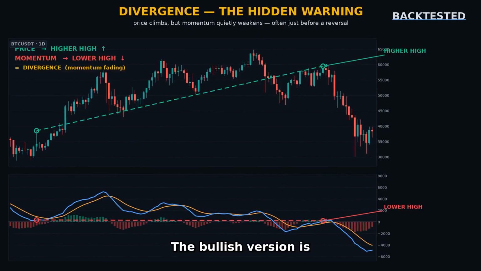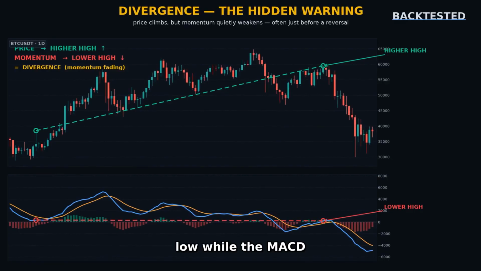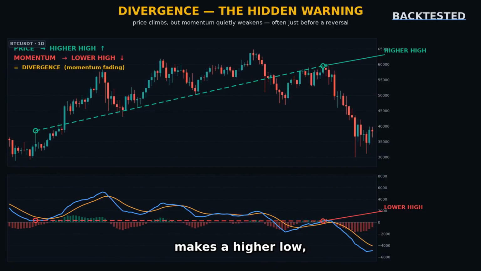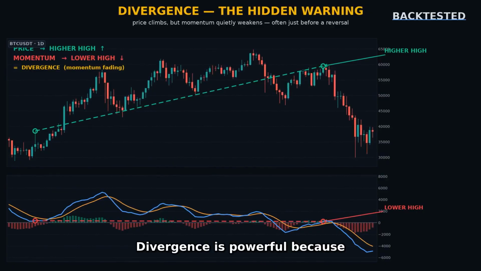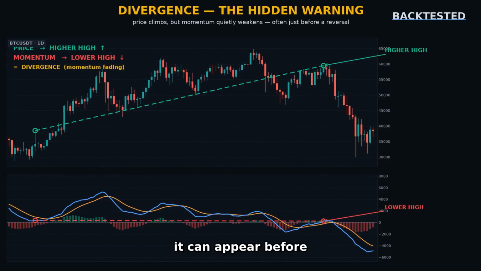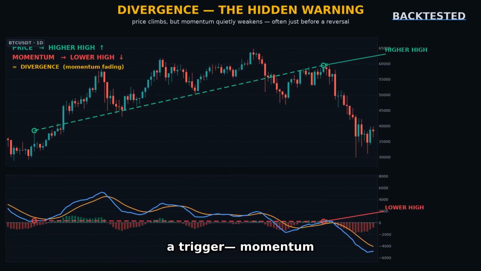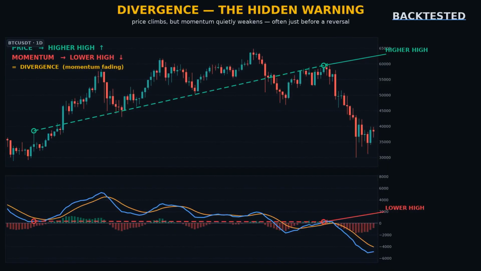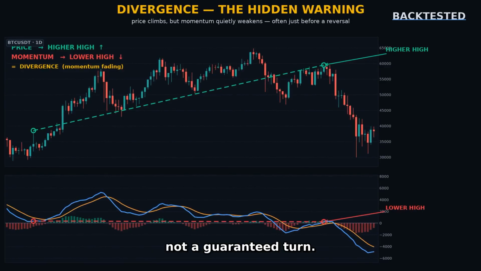The bullish version is the mirror. Price grinds to a lower low while the MACD makes a higher low, hinting downside momentum is drying up. Divergence is powerful because it can appear before a crossover does. But treat it as a caution flag, not a trigger. Momentum can fade for a long time while price keeps drifting. It signals weakening force, not a guaranteed turn.